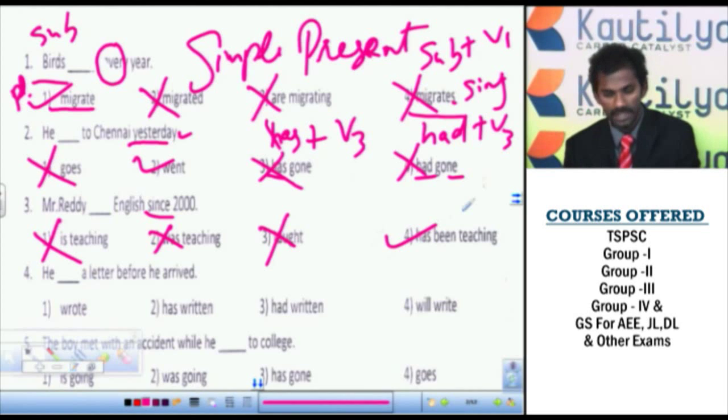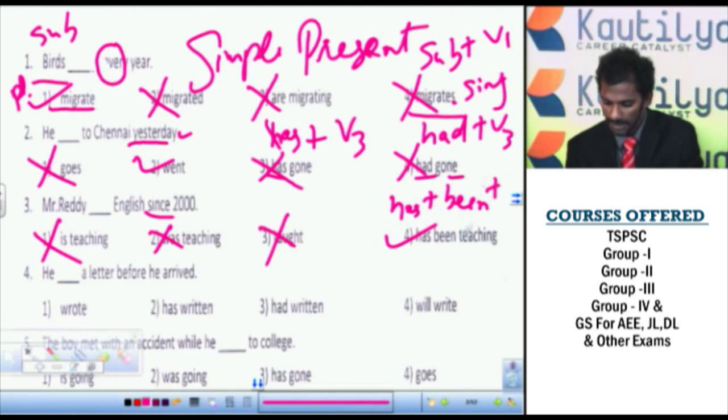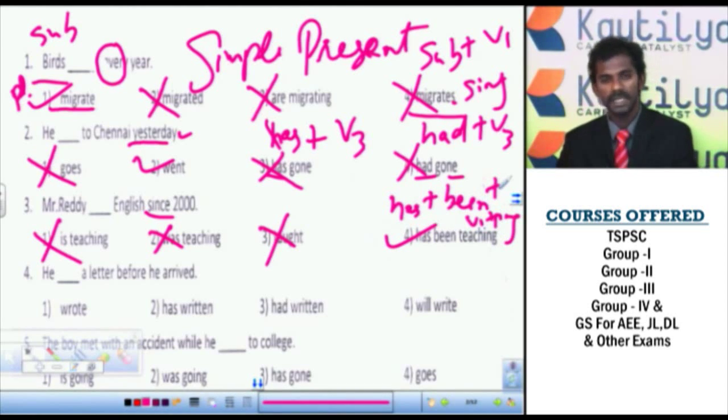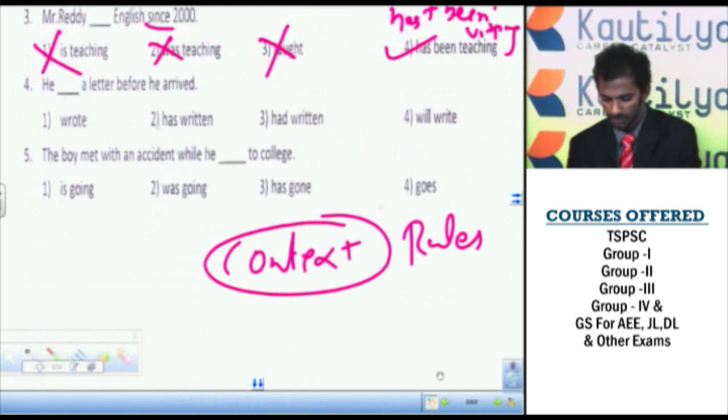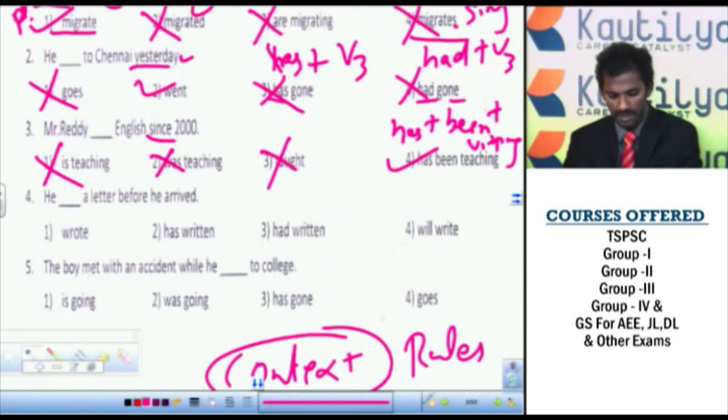Has been teaching, write down the order. Has plus been plus V1 plus ing. Has plus been plus V1 plus ing is a rule of which category? Present perfect continuous. Answer must be 4. Mr. Reddy has been teaching English since 2000. Got it? Next one. He dashed a letter before he arrived.